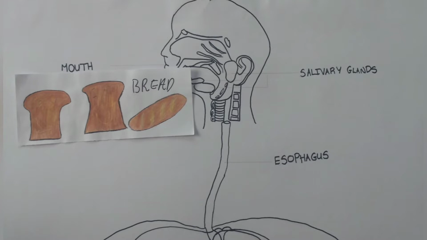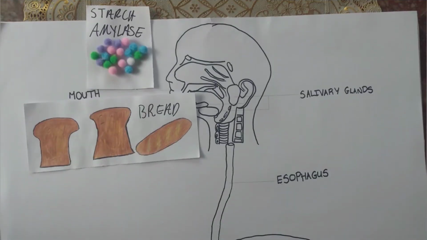Remember class, just to remind you, when you're chewing food, this process is called mastication. But does anyone remember what type of digestion is occurring now and what type of amylase is helping with this type of digestion? If you guessed starch amylase, you are correct. Remember, digestion of carbohydrates begins in the mouth, and the enzyme starch amylase is what helps break down the bread in the mouth.